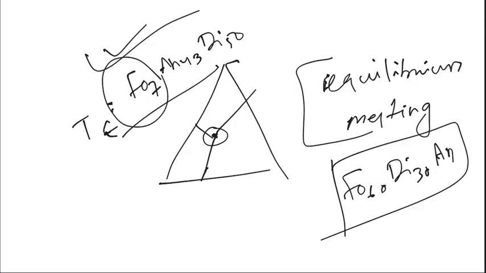So the fractional melting part. So in case of fractional melting, what happens?